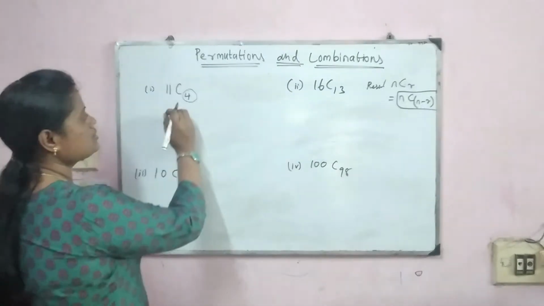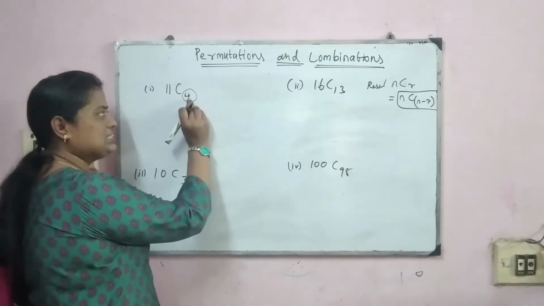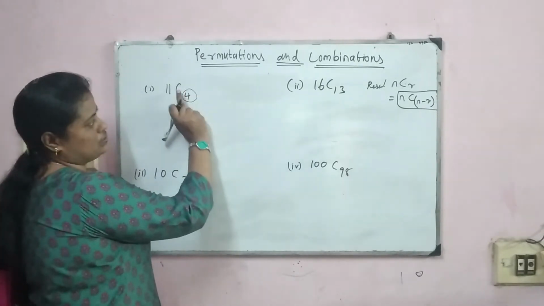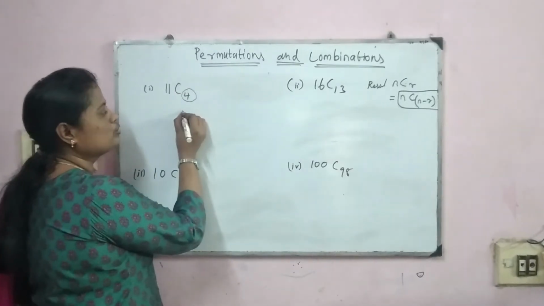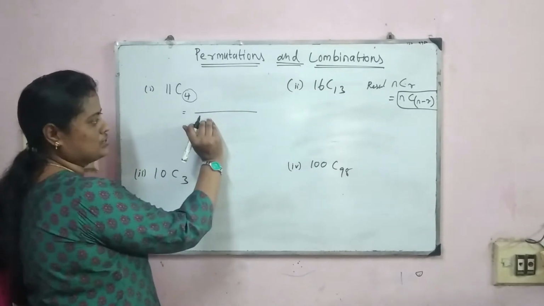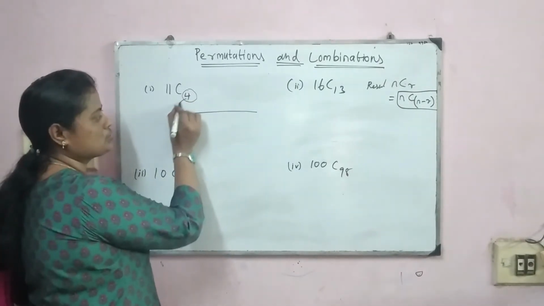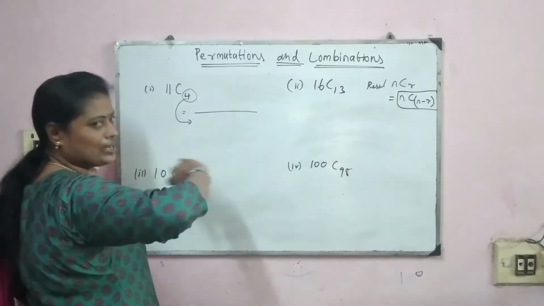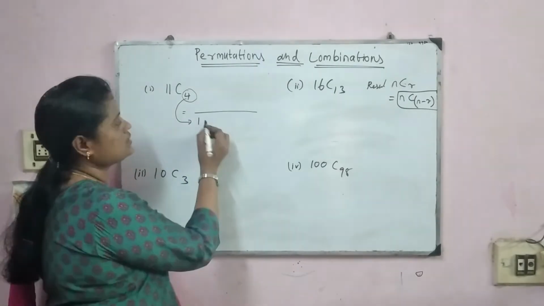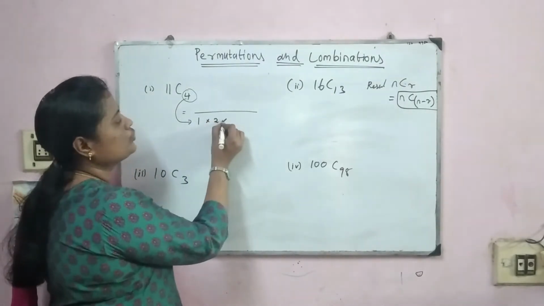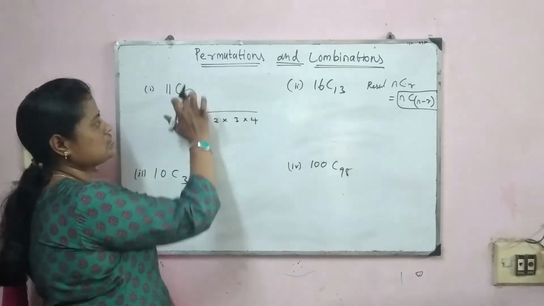Okay, 11C4. How to calculate 11C4? First you have to look at this 4. After C, which value is there? 4. So first write the denominator. Always you should write the denominator first. This 4 will come, but you have to write it in a forward order, that is, increasing order: 1 into 2 into 3 into 4. You have to stop at 4 because we have 11C4.